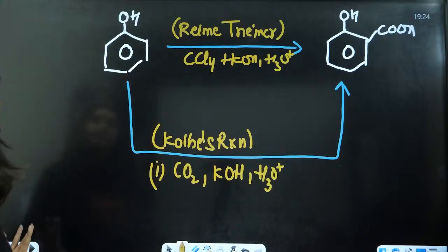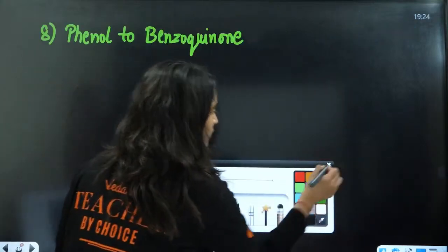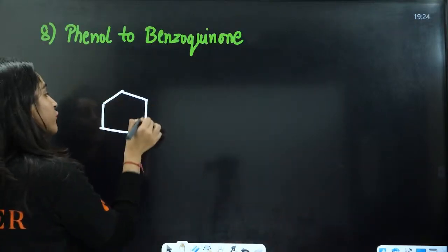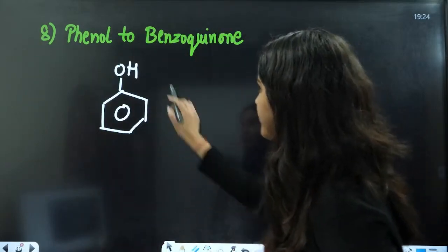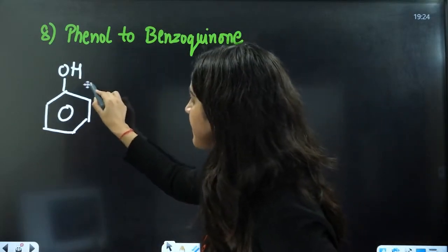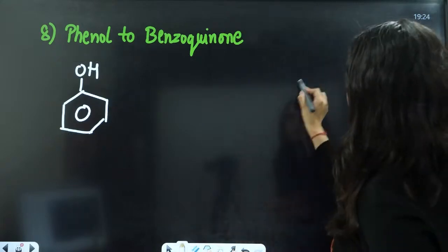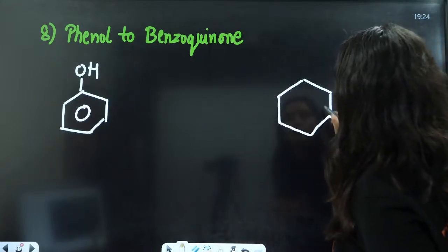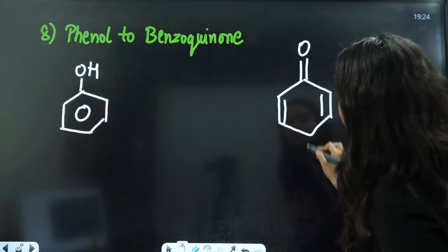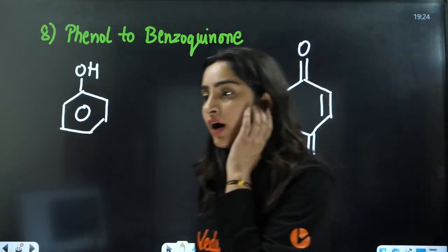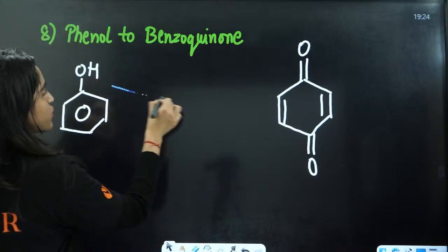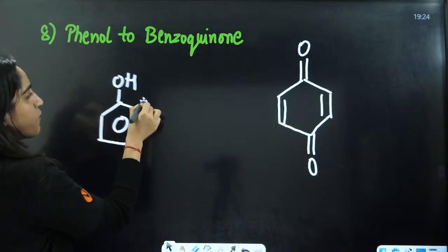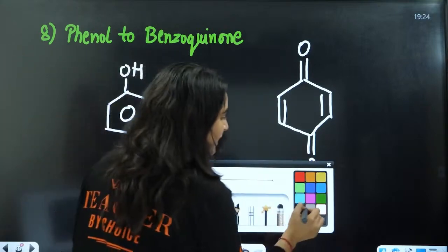There are 2 ways. Next is phenol to benzoquinone. Now everybody, how can you convert phenol to benzoquinone? This is phenol. Now what is benzoquinone? Everybody, in the chat box. This is going to be benzoquinone. Now, how do you convert phenol to benzoquinone? It's a one-step reaction. Very simple.